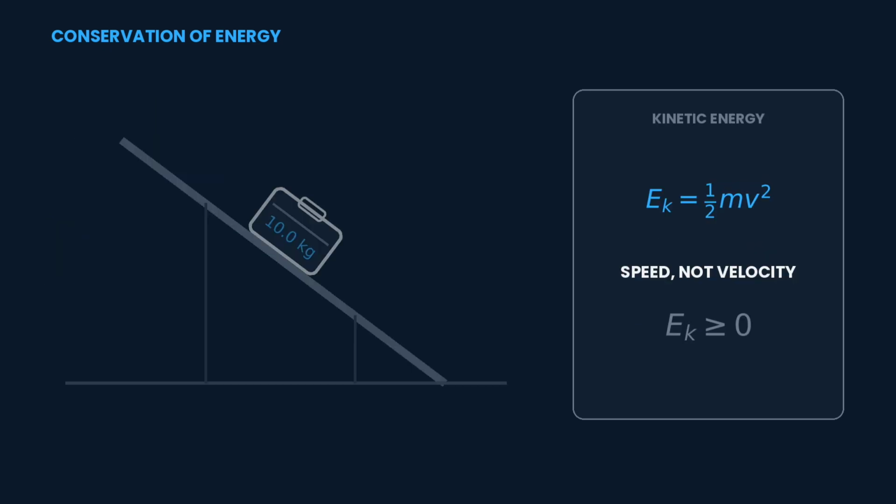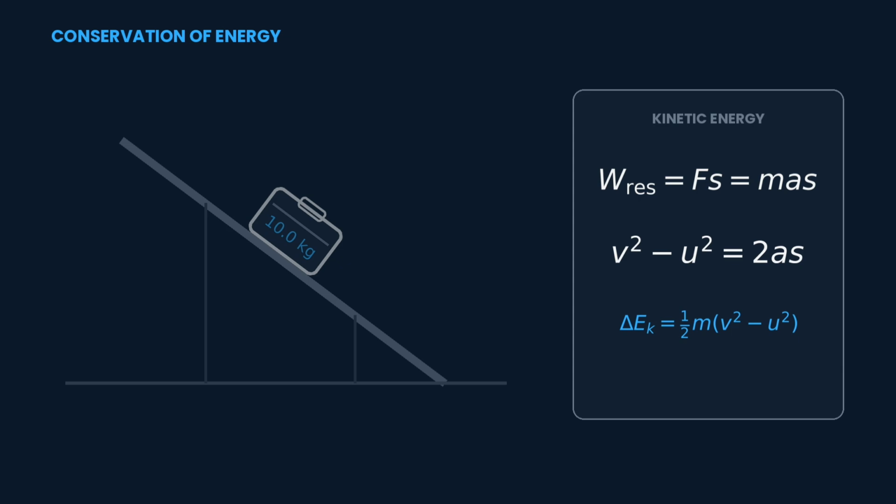Kinetic energy is E_k = 1/2 mv². It depends on speed rather than velocity, and because the speed is squared, kinetic energy cannot be negative. For a constant resultant force along the motion, W_resultant = Fs, which equals mas. Using v² − u² = 2as gives 1/2 m times the difference between v² and u², the change in kinetic energy.